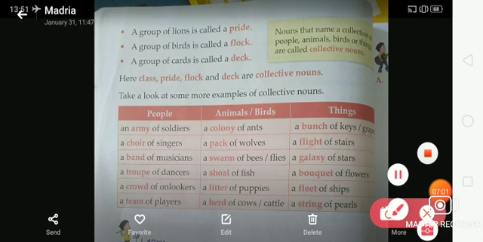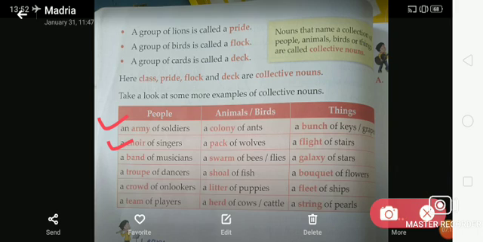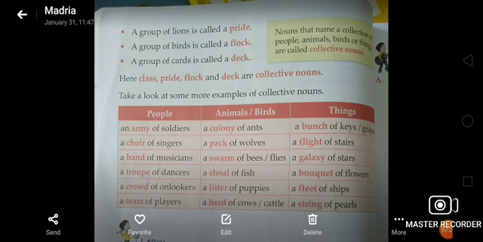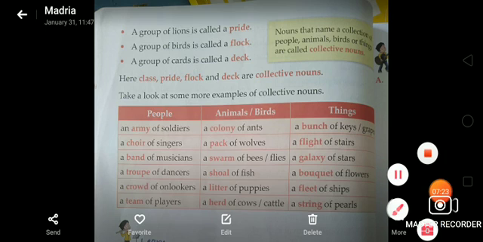So student, here are 3 columns. First for people, second for animals or birds and third for things. So an army of soldiers, what do we call that? An army of soldiers. Okay. A choir of singers, a band of musicians, a troupe of dancers, a crowd of onlookers, a team of players.